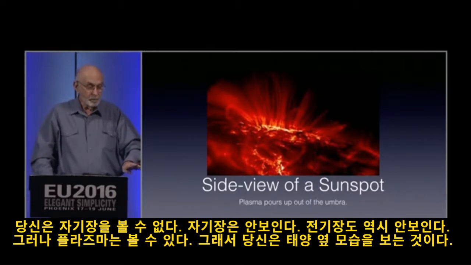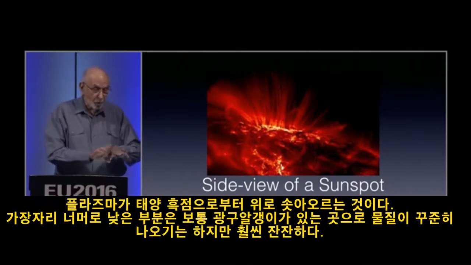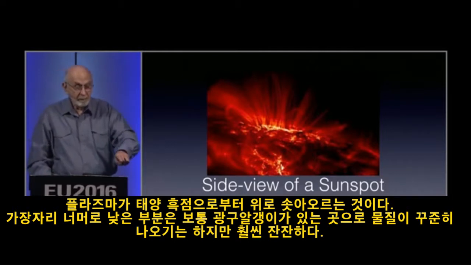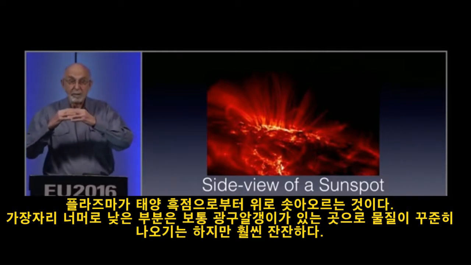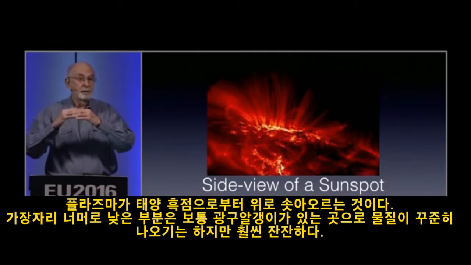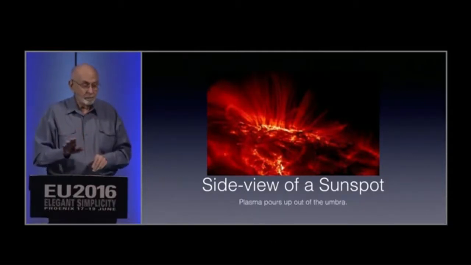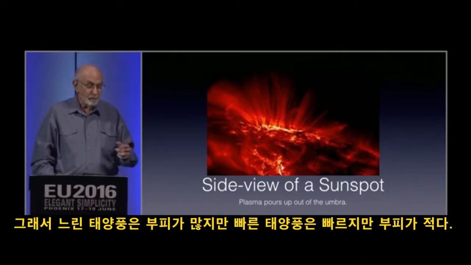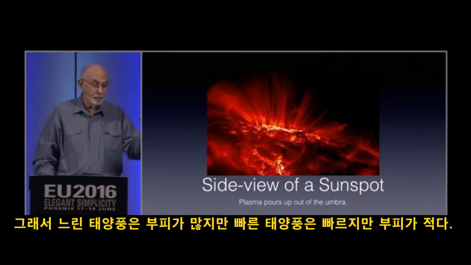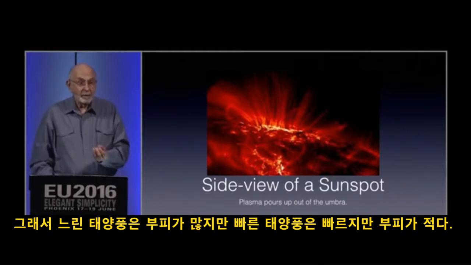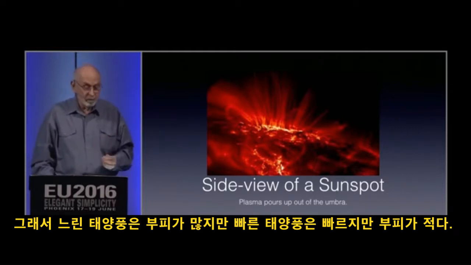And so you're seeing there the side view of a sunspot, and the plasma is pouring up out of that sunspot. Over on the edge, on the lower right, that's a normal tufts area. Stuff is still coming out, but much less of it. So that's the reason why there's the voluminous slow solar wind and the very fast, but not very voluminous, fast solar wind.